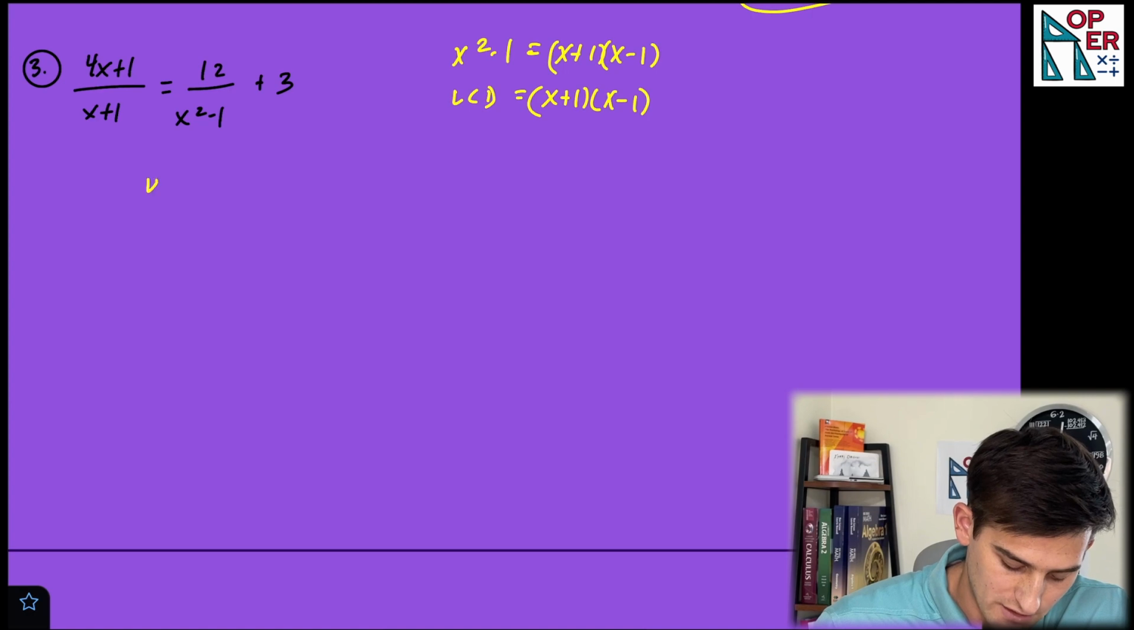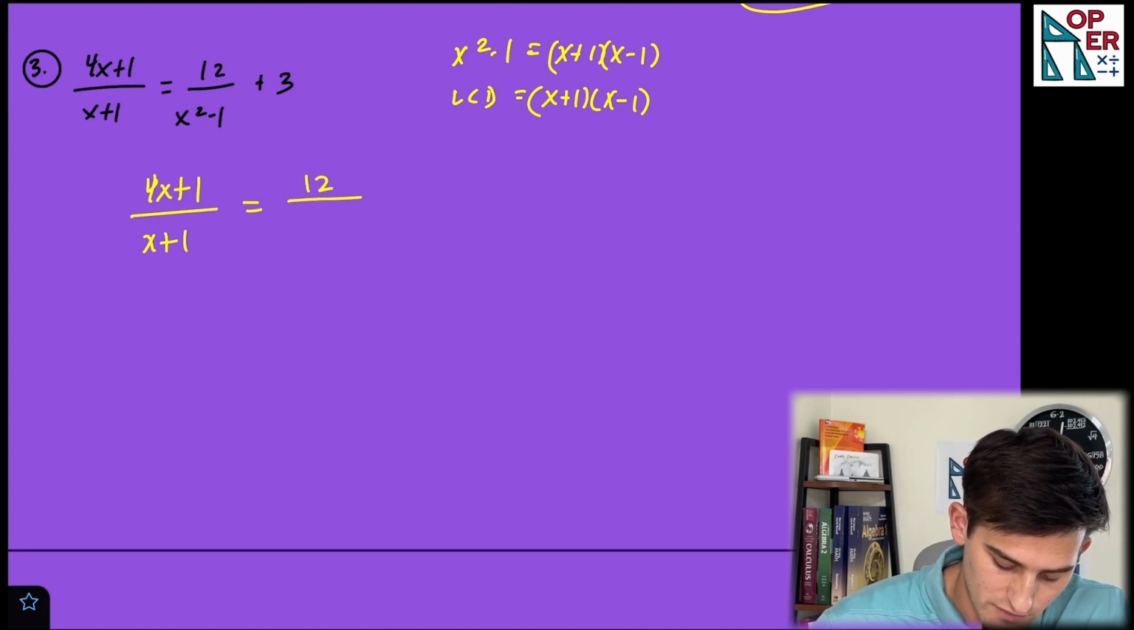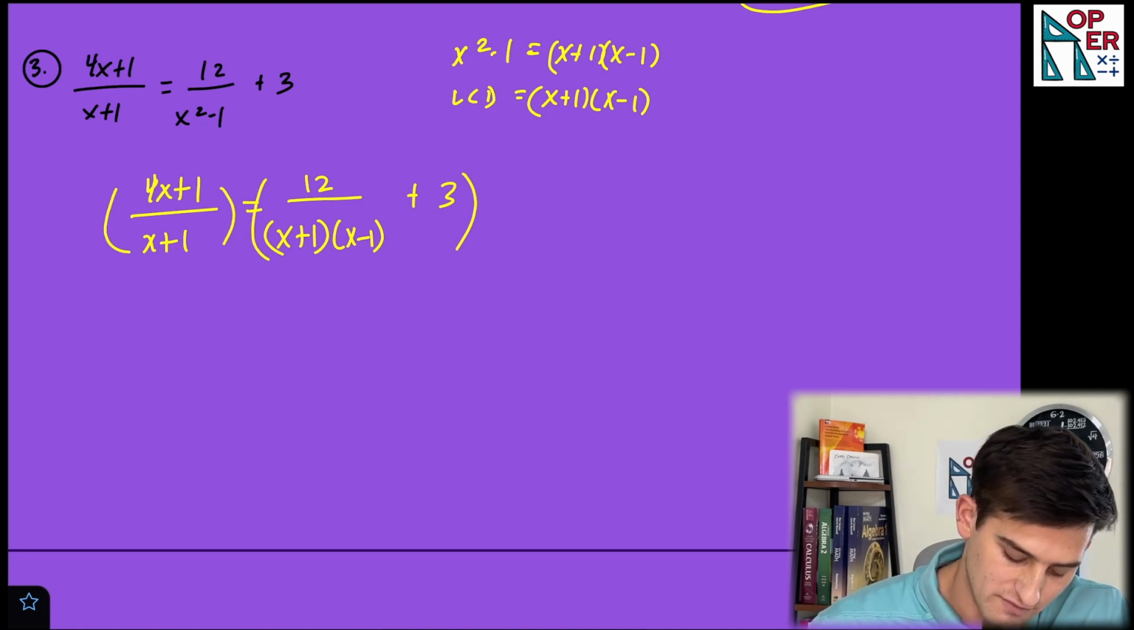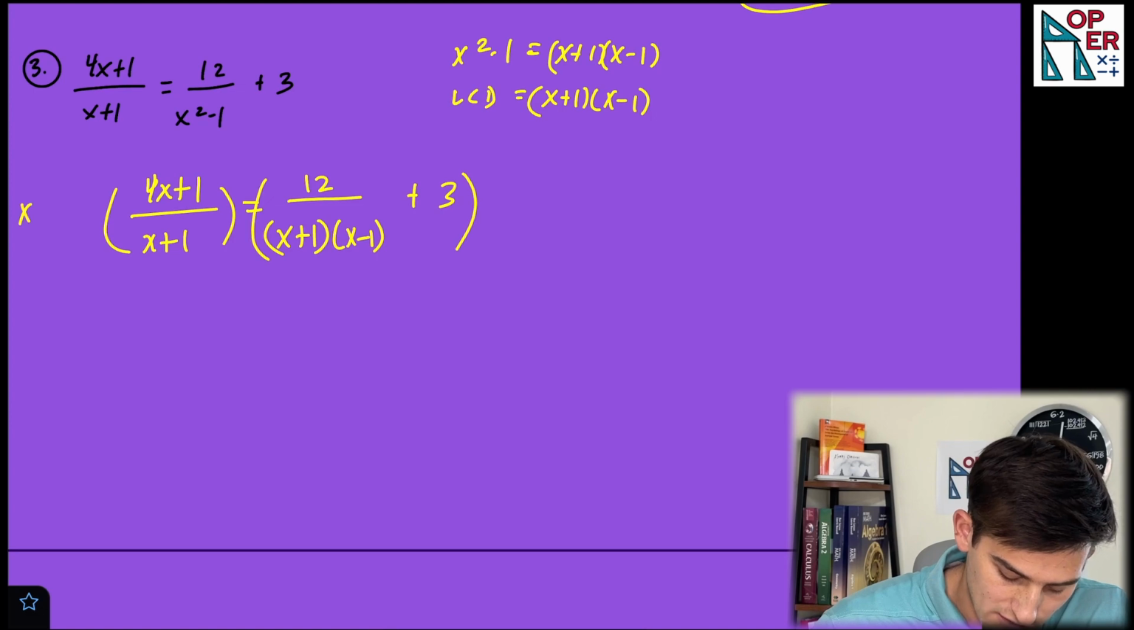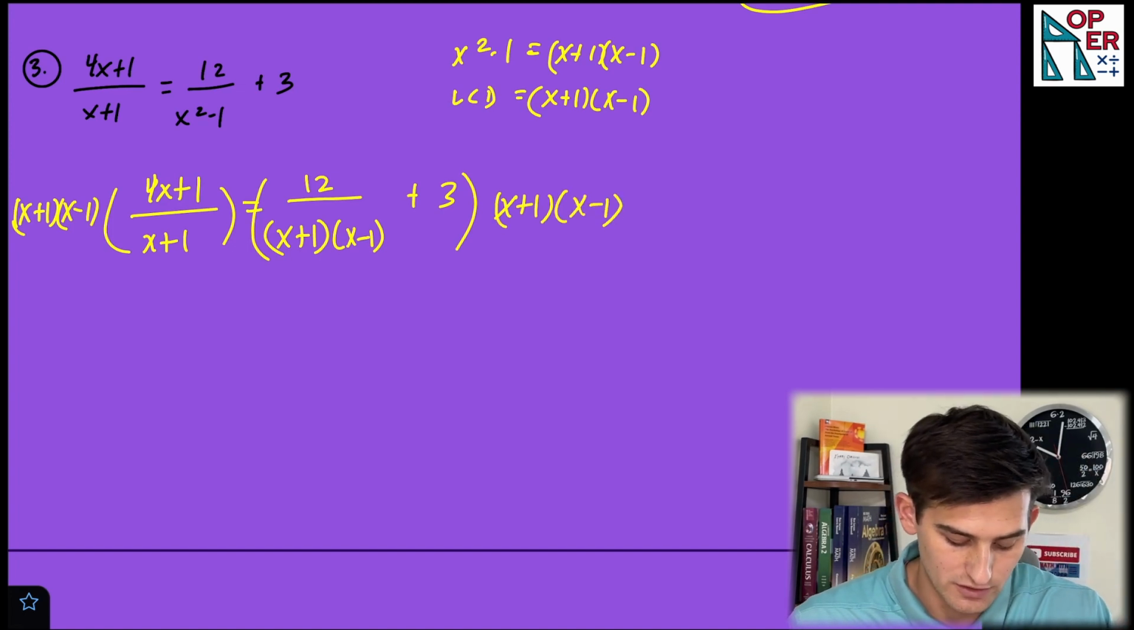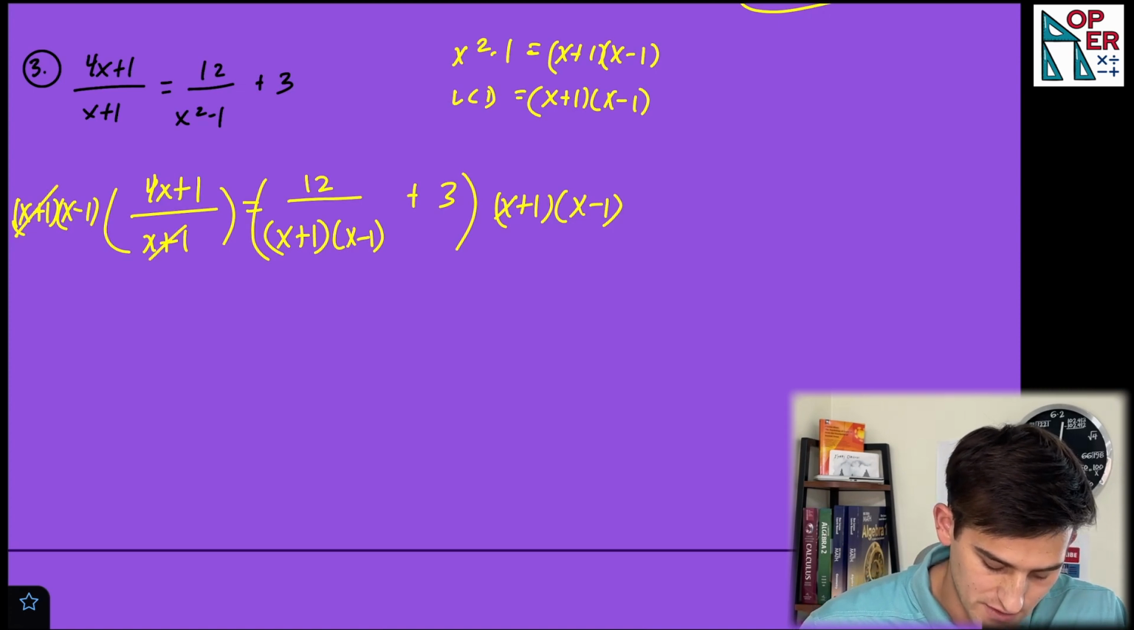So let's rewrite here 4x plus 1 over x plus 1 is equal to 12 over x plus 1 times x minus 1, and then plus 3. So now I'm going to multiply both sides of my equation here by x plus 1 times x minus 1. Okay, so now go here on the left side. Our x plus 1 will cancel with this x plus 1. So now we have x minus 1 times 4x plus 1.